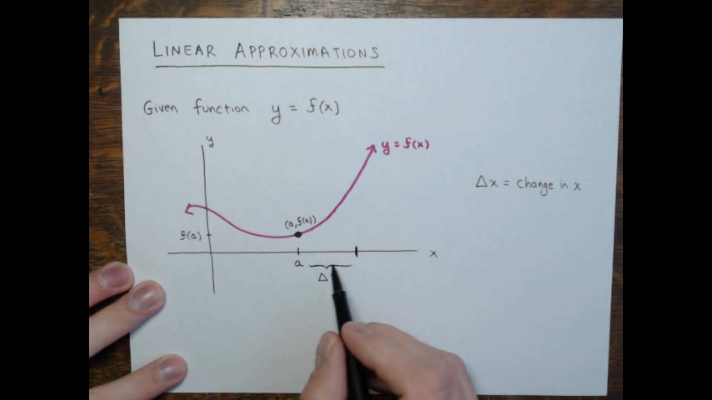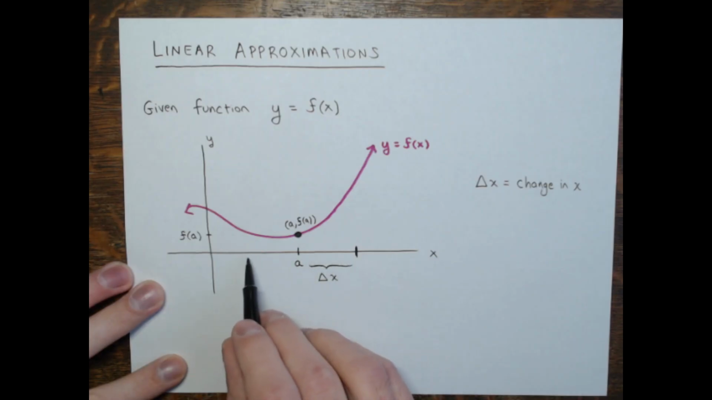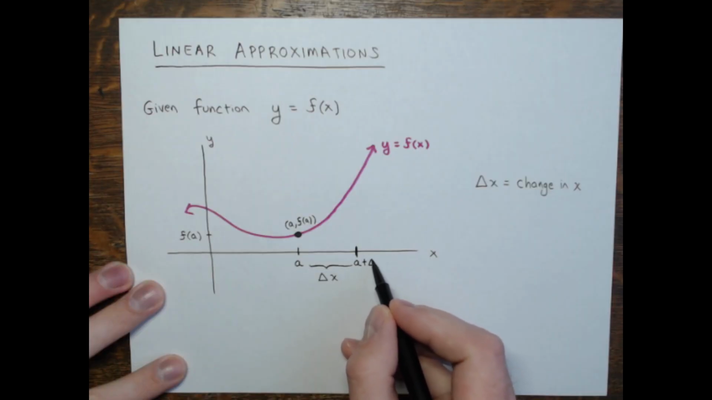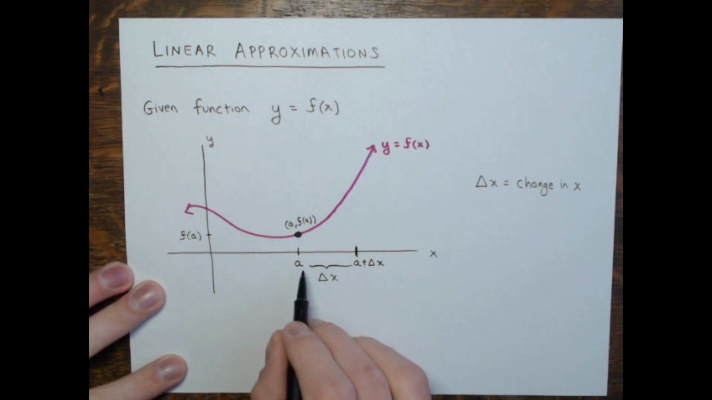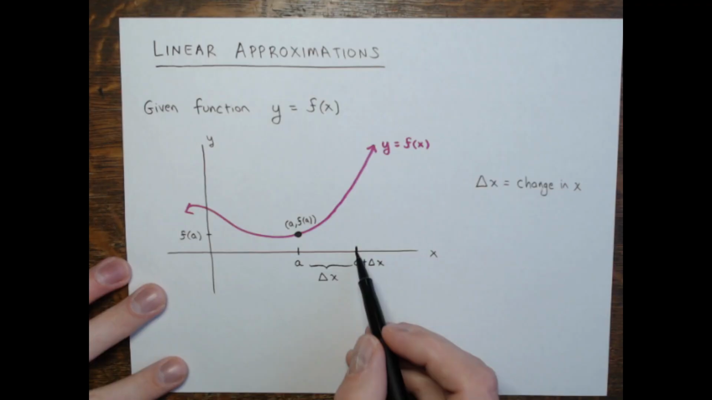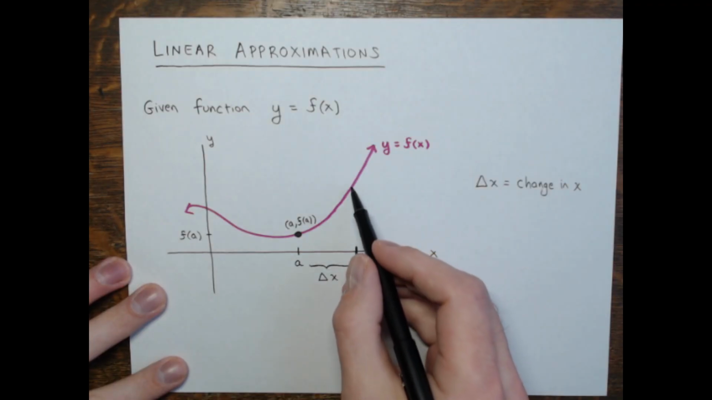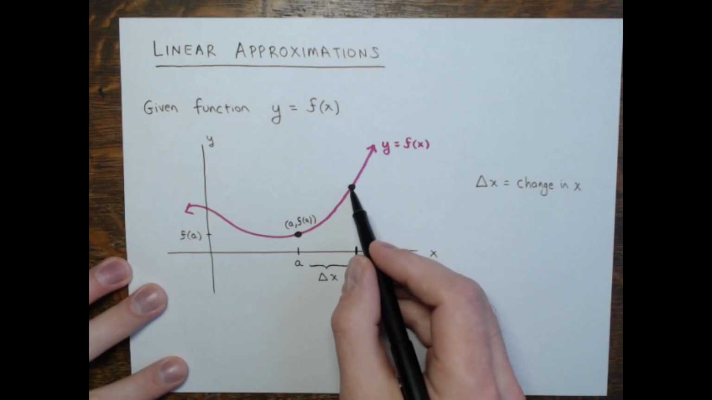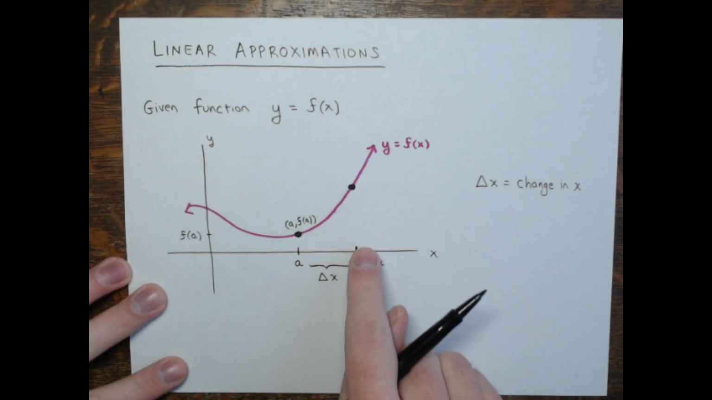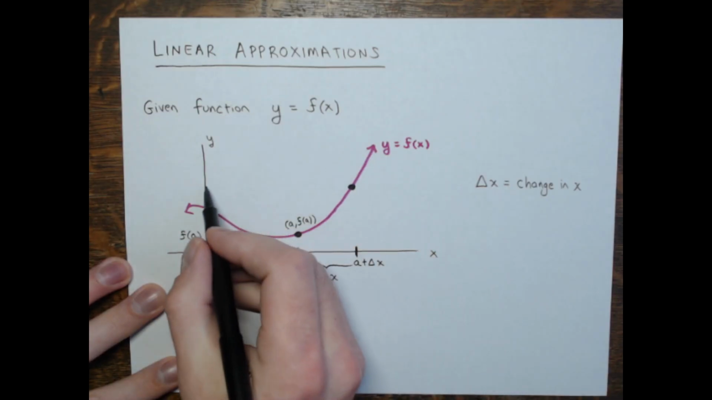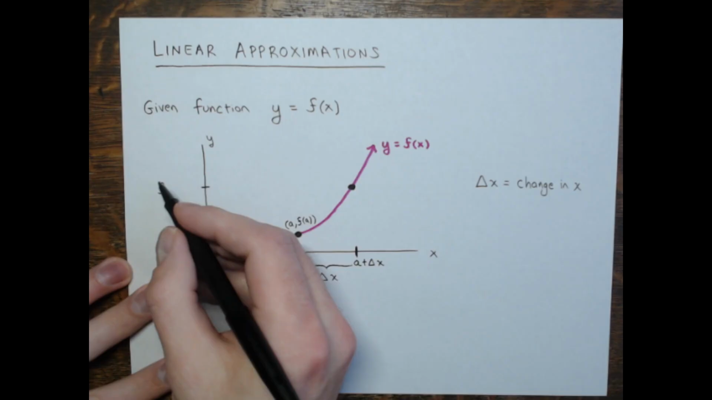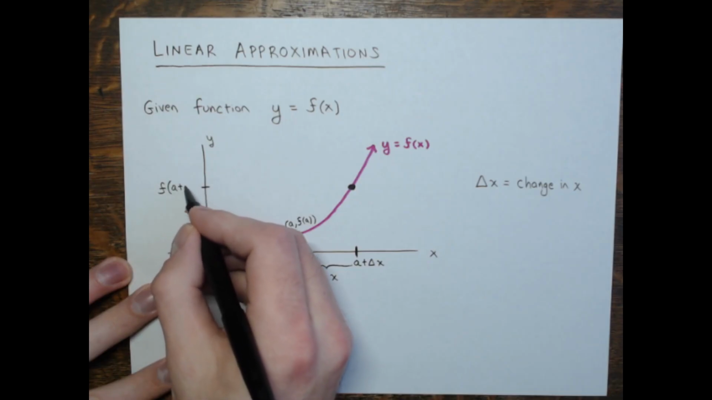Now the change in x could be positive, it could be negative, I could be to the left of a, but whatever. So we're at some other input called a plus delta x. I'm starting at a, and then I add this change in x. So I plug this into the function. It takes me up to this point here. That point has a plus delta x as an input, and its output is the value of this function f. We're actually on the curve f here at a plus delta x.